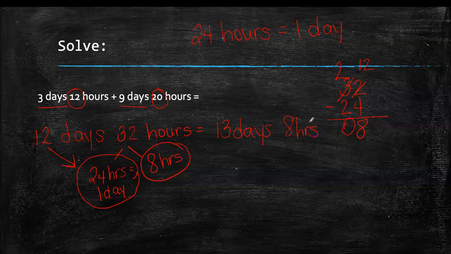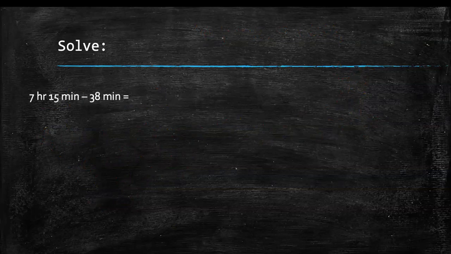Kiss your brain. You did a great job. Let's go ahead and go to our next problem. Ready? Here it is. 7 hours, 15 minutes, and I'm subtracting 38 minutes. Remember, there are 60 minutes in 1 hour. Pause, and when you get it done, I will be back to help you through it.